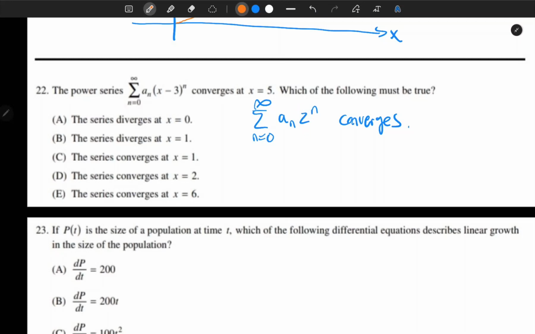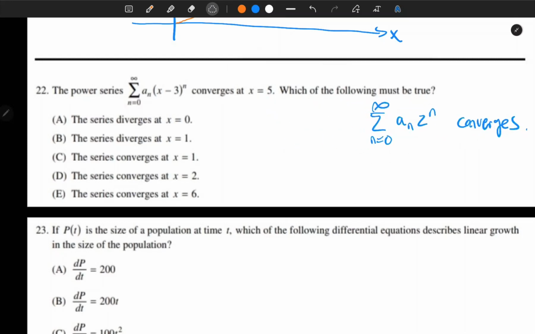So if we plug in for each of these, if we plug in x is equal to 0, we get a n times negative 3 to the n, and we're taking a sum of that. But we actually don't know if that converges or diverges. We don't have enough information about a n. The same is true for x is equal to 1, converging or diverging. So B and C are also not possible because we just don't have enough information. Because when we plug in x is equal to 1 for both of these, we get the sum of a n times negative 2 to the n. So we don't know, if we allow this to alternate from positive to negative, whether or not it converges or diverges. We only know that this is true.